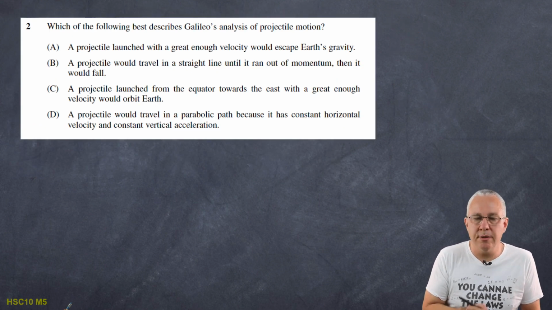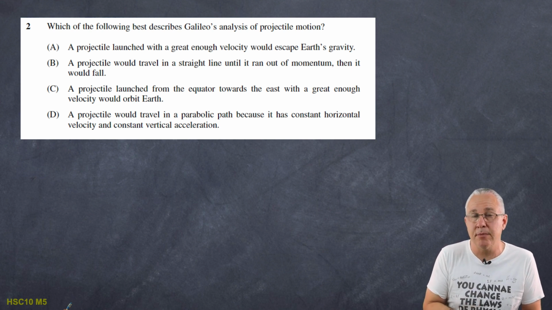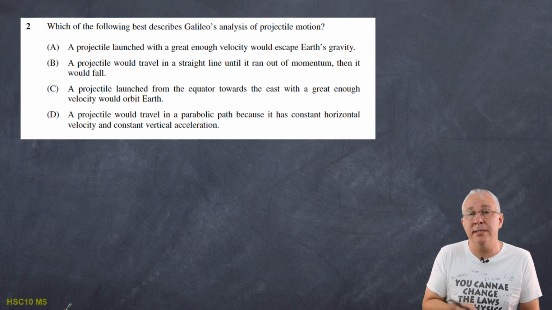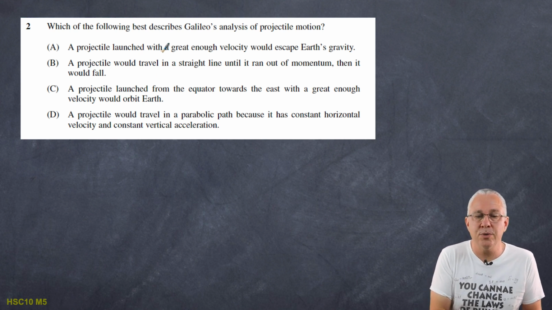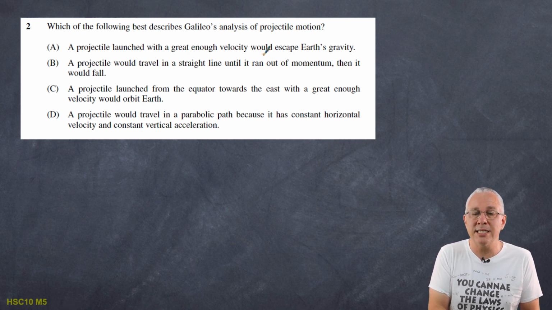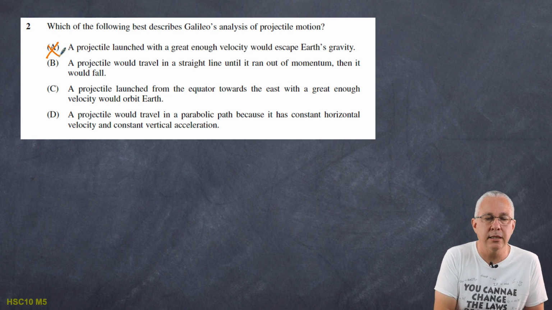Now, question number 2. Which of the following best describes Galileo's analysis of projectile motion? Again, I stated that earlier. Galileo basically said that the two are independent, and therefore that results in a parabola. A, a projectile launched with a great enough velocity would escape Earth's gravity. No, that's what Newton said, so A is incorrect.